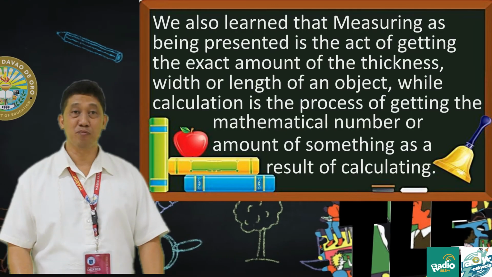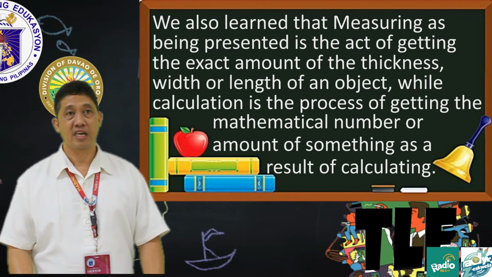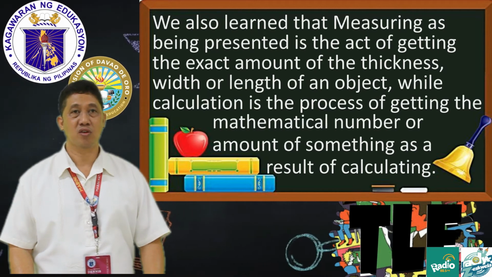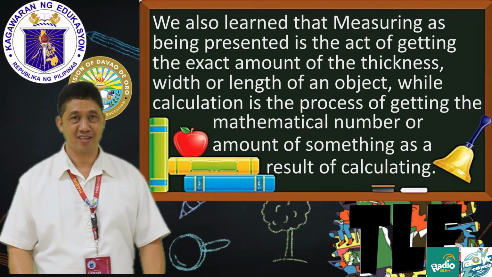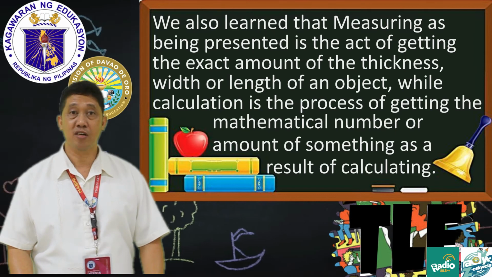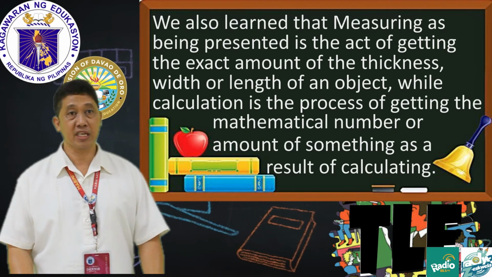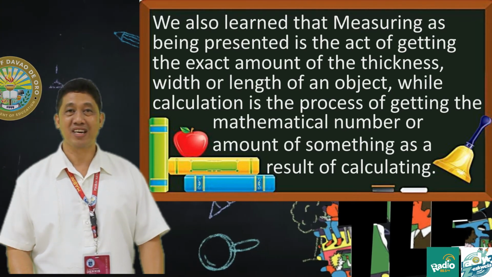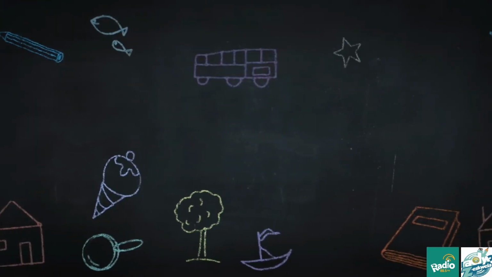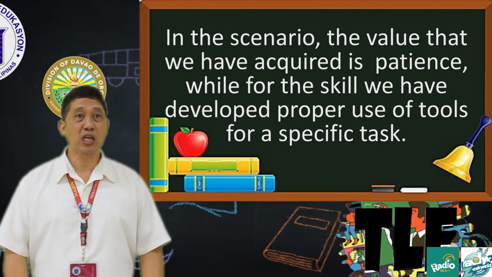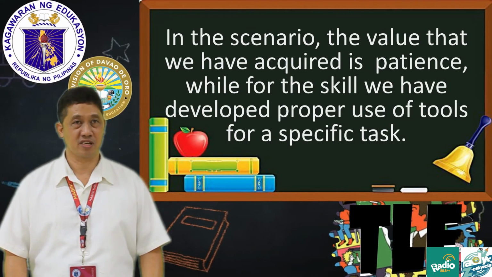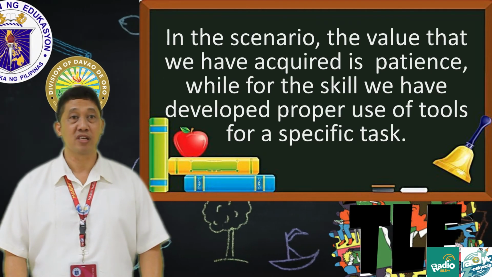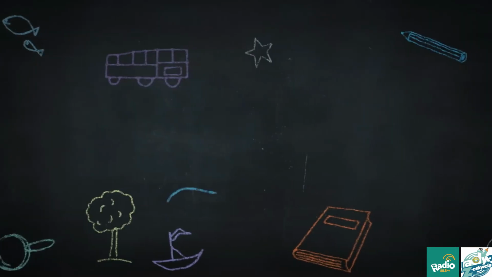We also learned that measuring, as being presented, is the act of getting the exact amount of thickness, width, or length of an object, while calculation is the process of getting the mathematical number or amount of something as a result of calculating. In that scenario, the value that we have acquired is patience, while for the skill, we have developed proper use of tools for a specific task.